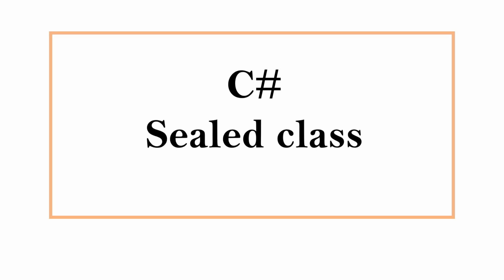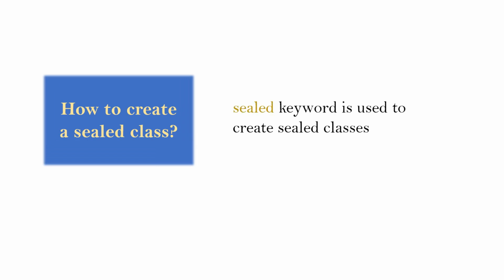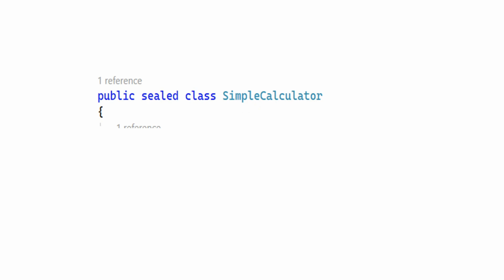I'm here with one more topic, that is sealed classes. A sealed class is a special type of class that cannot be inherited. We use the sealed keyword to create sealed classes. Here is the syntax for creating sealed classes. We declare this class as any other class, but we use this sealed keyword.